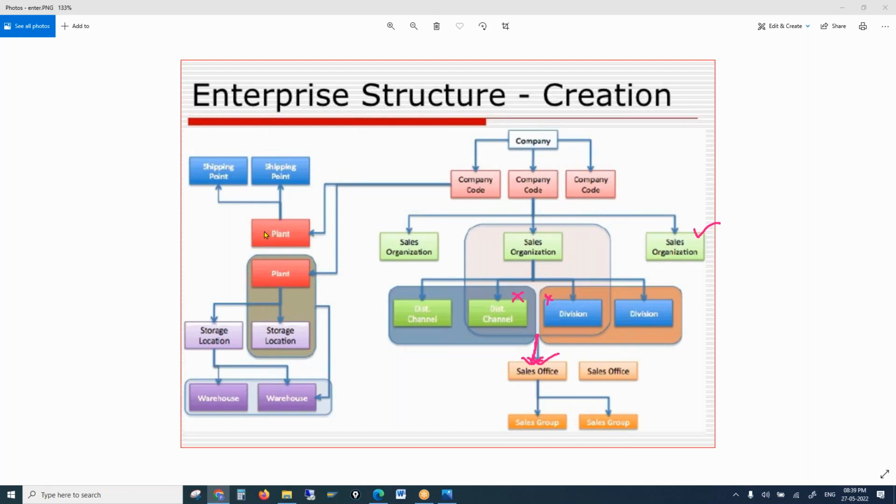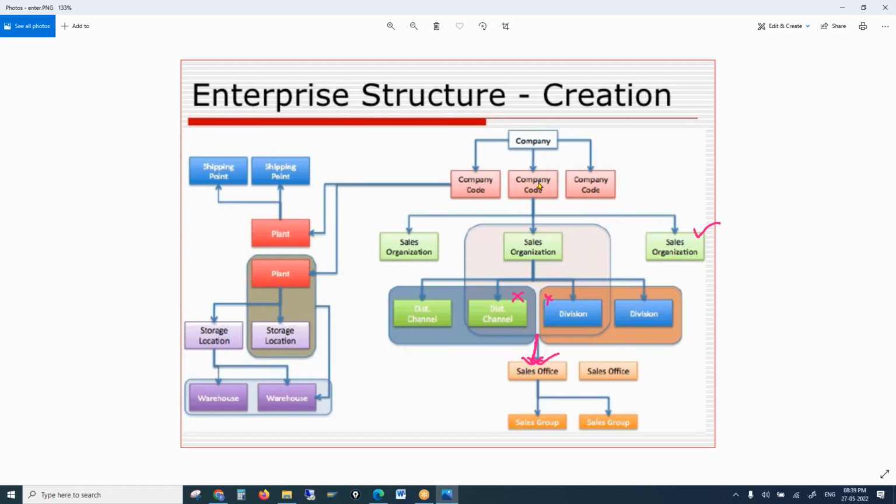Again, very important interview question. Plant belongs to which module? For sure, it is not FI and SD because for SD it is sales area, for FI it is company code. Only other two modules, MM and PP, right? So now plant belongs to which module? In interviews also they ask this question, that's the reason, very frequently.